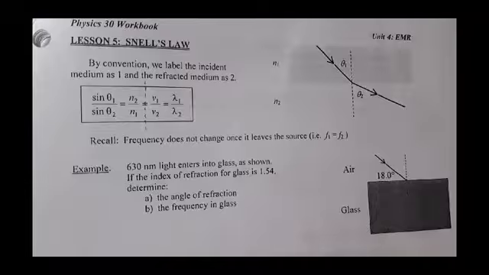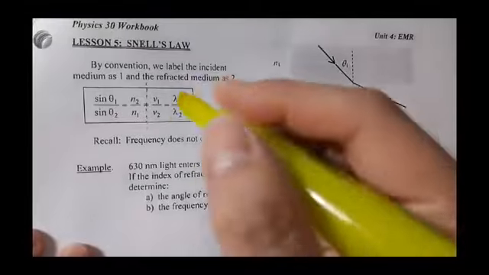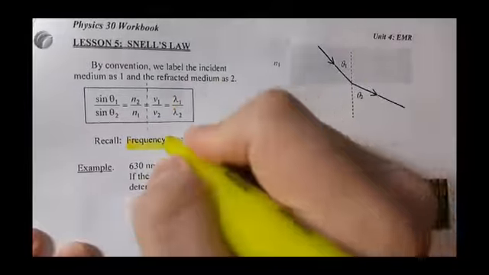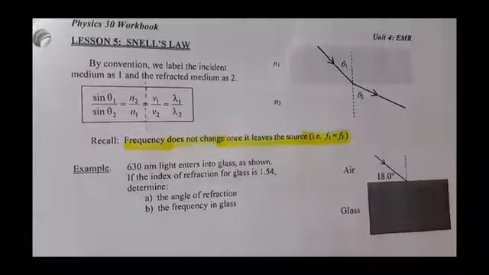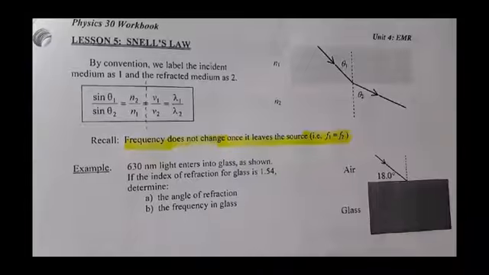One thing that I like to emphasize again is that frequency does not change once it leaves the source. So frequency 1 and 2 are equal. In fact, wavelength and speed change to compensate for that, mathematically, if you like to go through it that way.